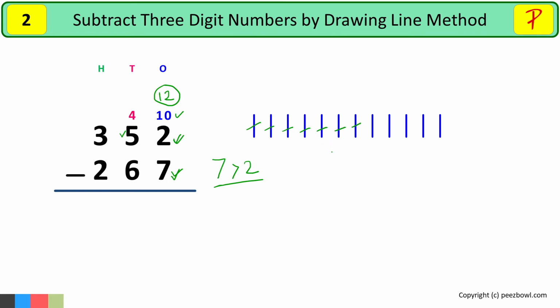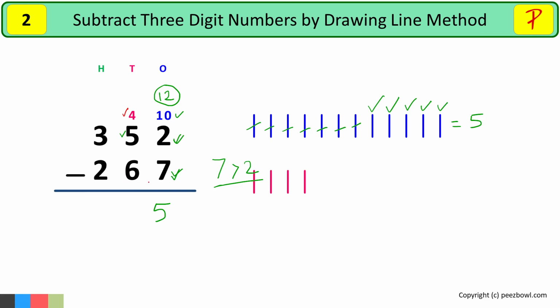Let us count remaining lines. We have 1, 2, 3, 4 and 5 lines remaining. I will write 5 here, equal to 5, and I will also write 5 at the ones place below 12 and 7, or 2 and 7. Okay, now let us move to tens place. In 352, we have 4 at the tens place, so I will draw 4 lines to show these 4 tens.